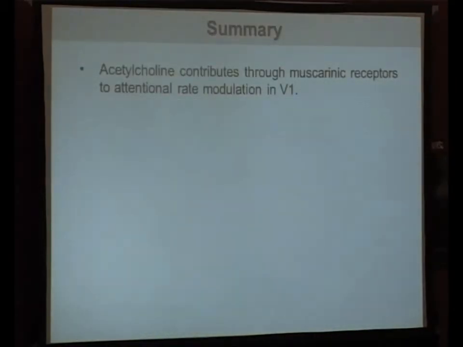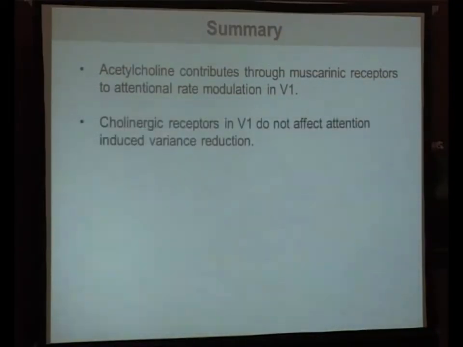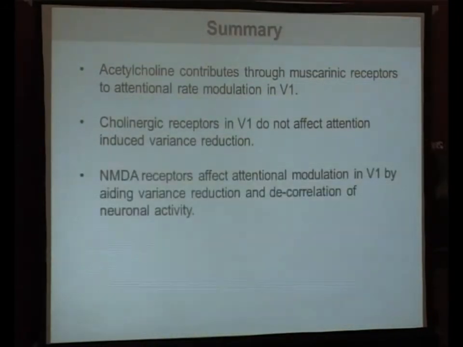Right, so to summarize, I've shown you that acetylcholine contributes through muscarinic receptors to attentional rate modulation in primary visual cortex. Cholinergic receptors in V1 do not affect attention-induced variance reduction. I haven't talked about noise correlation reduction in relation to attention because our data set is pretty slim so far, but the data that we have suggests that cholinergic receptors also have no effect on attention-induced noise correlation reductions. So it's really just rate modulation that's affected by acetylcholine.